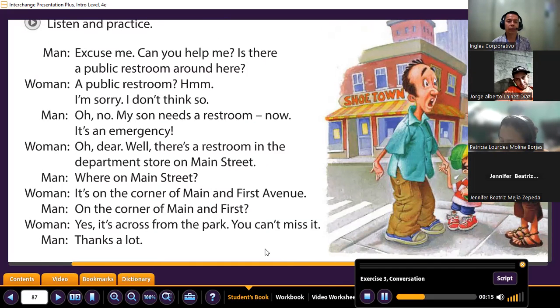Excuse me, can you help me? Is there a public restroom around here? A public restroom? I'm sorry, I don't think so. Oh no, my son needs a restroom, now. It's an emergency. Oh, dear. Well, there's a restroom in the department store on Main Street. Where on Main Street? It's on the corner of Main and First Avenue. On the corner of Main and First? Yes, it's across from the park. You can't miss it. Thanks a lot.